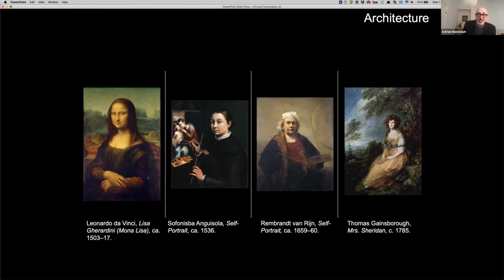A very different artist at work, Rembrandt van Rijn, in the Netherlandish 17th century, where the informal portrait really took off. Having an artist represent himself in such an informal, direct way, as if the passage to the spectator is just so free and open.